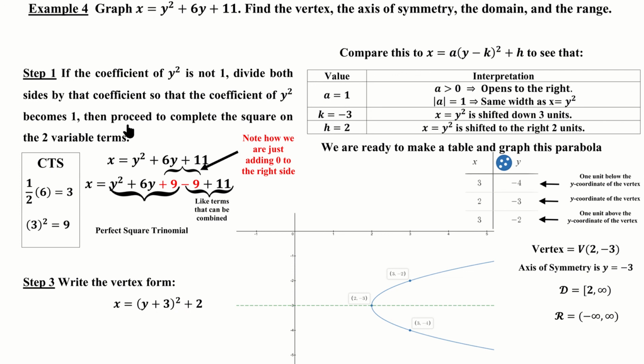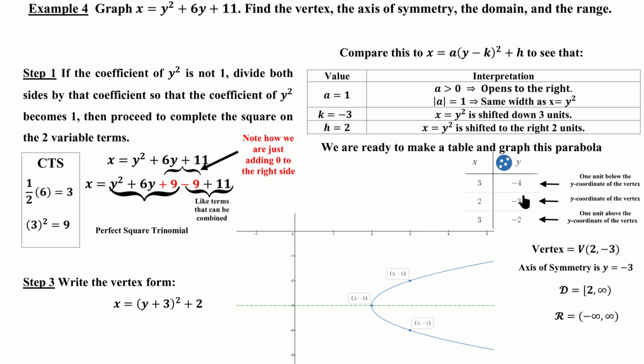We do exactly what we did, except we don't switch f of x with y or anything like that because we don't have an f of x. There's no function here. So we just go ahead and make sure the coefficient of y squared is 1. Proceed with completing the square just like before and put it in vertex form. Now we go ahead and set this equal to 0. That gives us y equals -3.